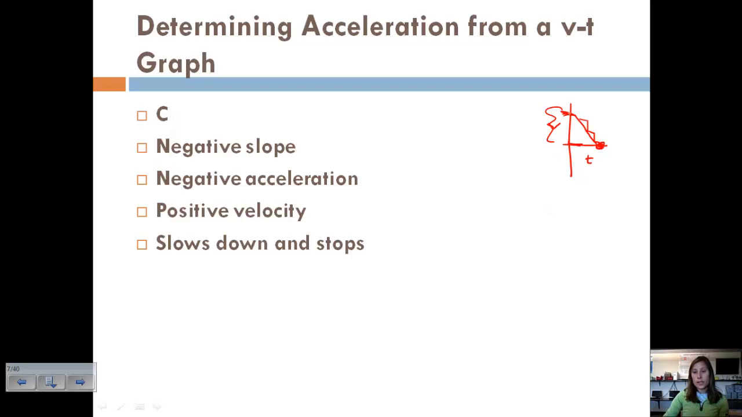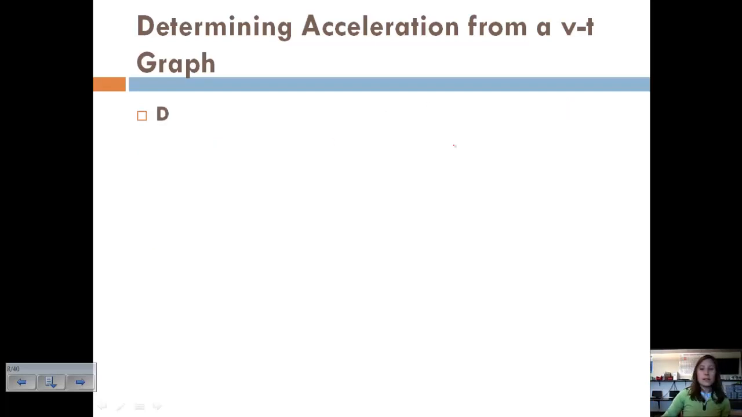So it's going to start at some velocity, slow down until it gets to 0. Okay, letter D was similar to B, except it's starting at a negative velocity and going to a positive velocity. And we also have the whole time a positive slope. So let's focus on this part first. We have a negative velocity, but a positive slope, so this would indicate that the object is slowing down.